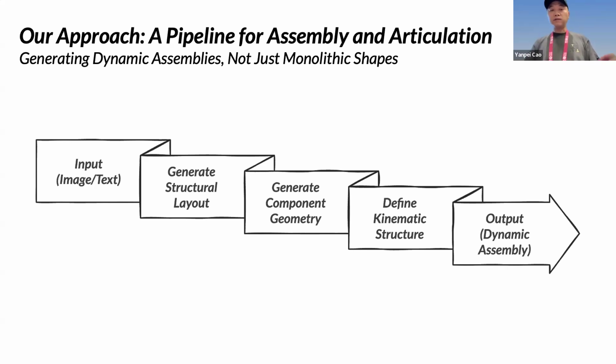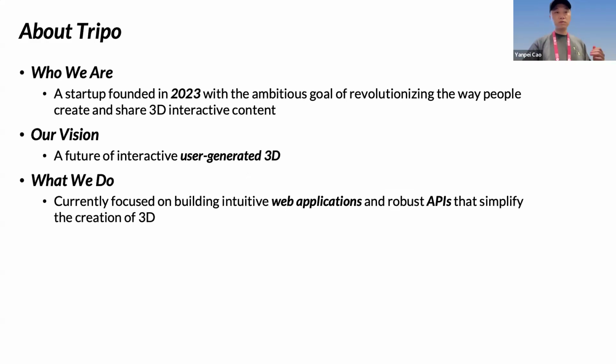And then it generates the high-fidelity geometry for each component based on that plan. Finally, it defines the kinematic structure, which specifies how the parts can move relative to each other. And in the following, I will show you how each stage works.